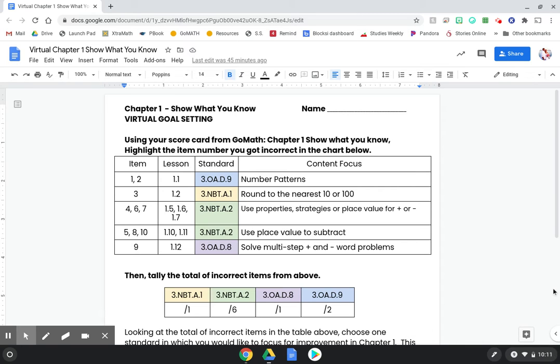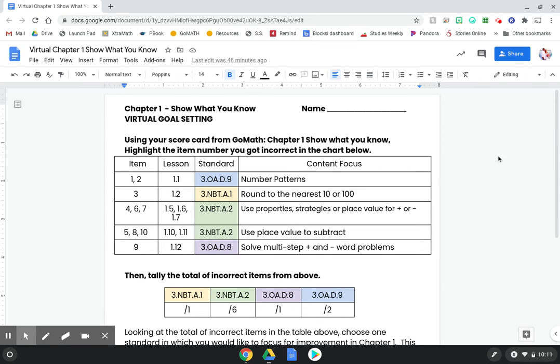Now that you have your score from your Show What You Know, you're ready to start goal setting. Congratulations. So take a look at the virtual goal setting sheet. Using your scorecard from GoMath Chapter 1, Show What You Know, highlight the item number you got incorrect in the chart below. I find it easiest if you use a dual screen at this time.